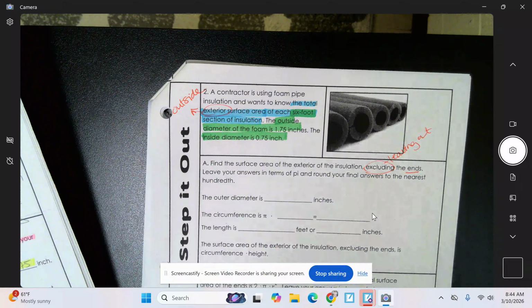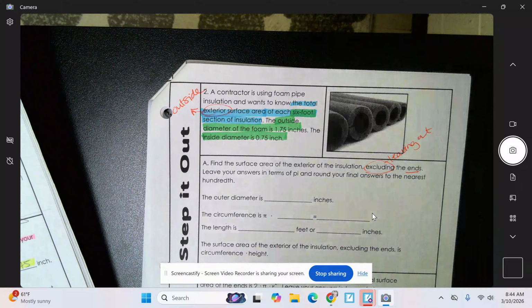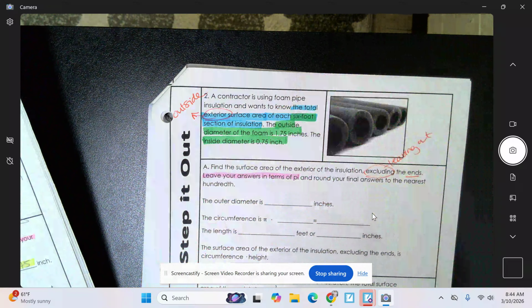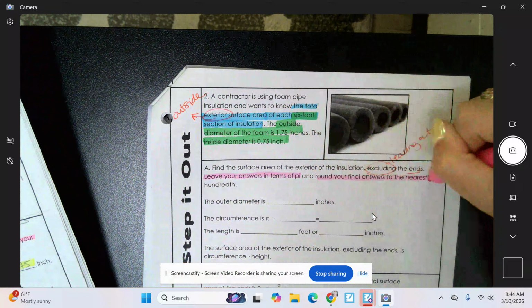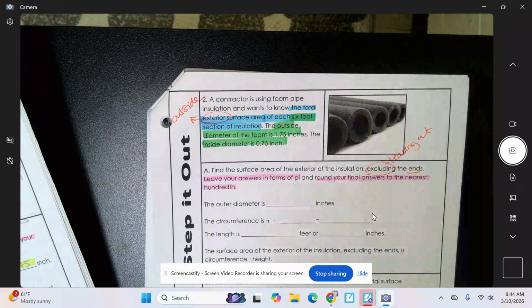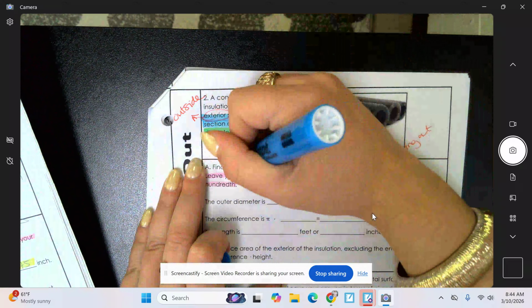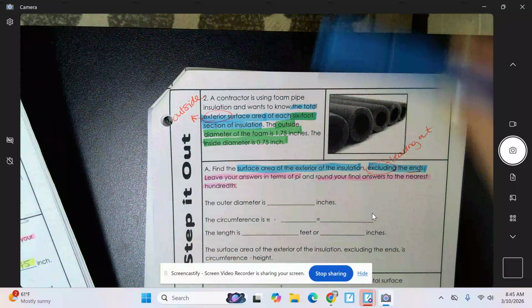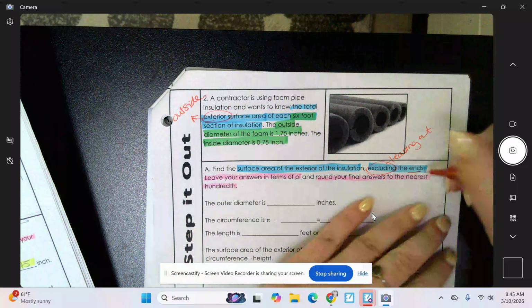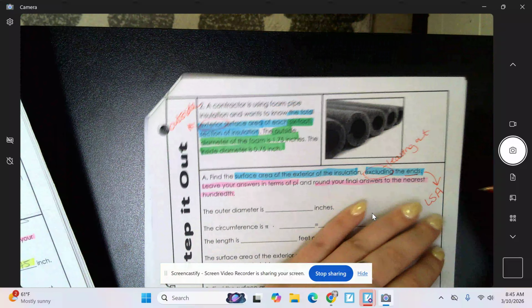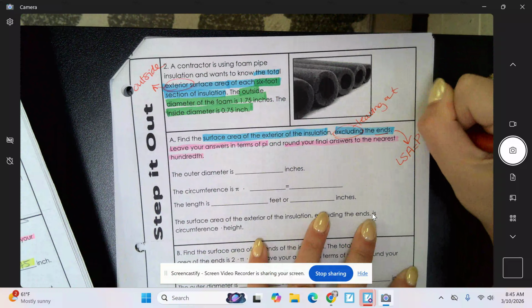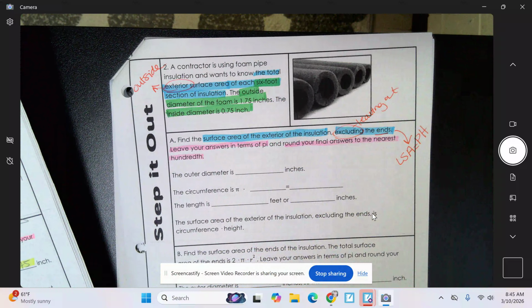Alright, so we're going to find the lateral surface area, but here's some special instructions. Leave your answer in terms of pi, and then round your final answer to the nearest hundredth. So we are finding the surface area of the exterior insulation excluding the bases, which is just saying that we are finding the lateral surface area. How do I find lateral surface area? Just the perimeter times the height. We're not including the bases right now.